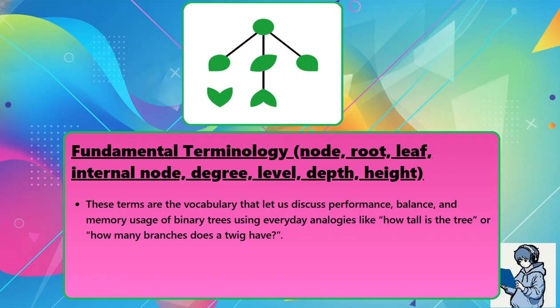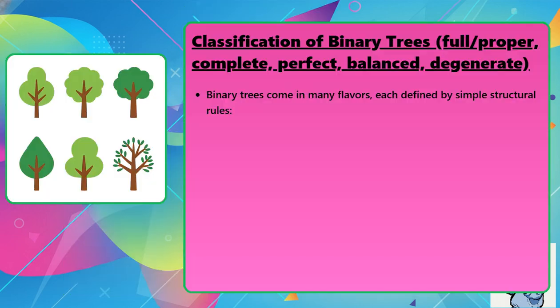These terms are the vocabulary that let us discuss performance, balance, and memory usage of binary trees, using everyday analogies like how tall is the tree or how many branches does a twig have. Binary trees come in many flavors, each defined by simple structural rules.